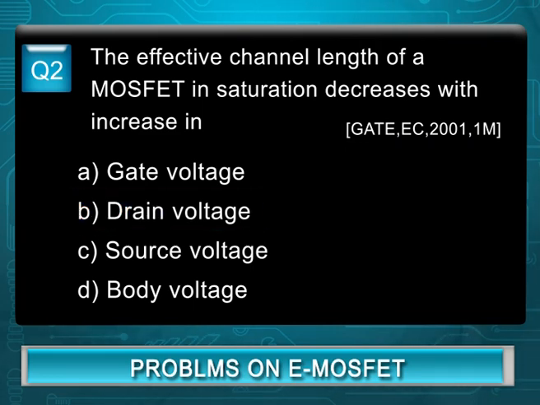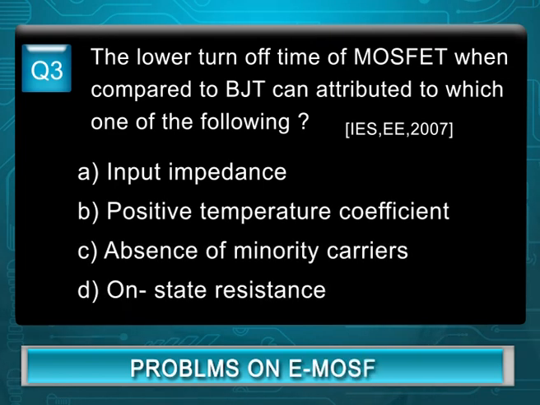Right. Question number 3. The lower turnoff time of MOSFET when compared to BJT can be attributed to which one of the following? The point is, which one is the reason for less turnoff time? A. Input impedance, B. positive temperature coefficient, C. absence of minority carriers, D. on state resistance. This is given in IES EEE 2007.